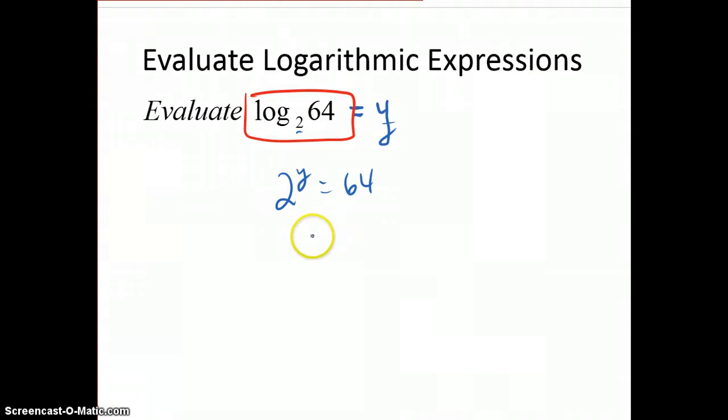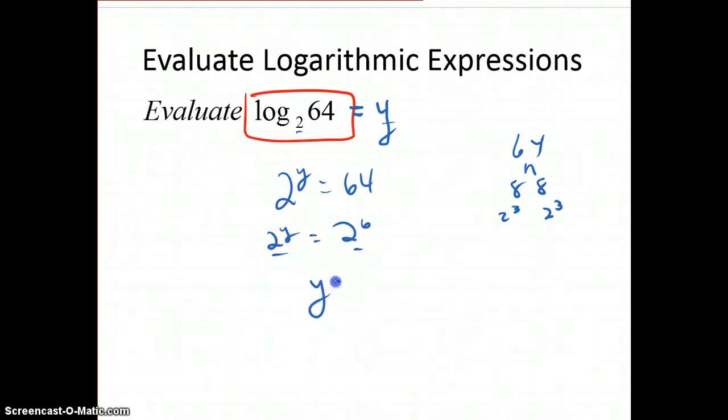And now we can solve it just like we did in section 1. So we can write 64 as 2 to the 6th. And now that our bases are the same, we can say y is equal to 6. And we can quickly plug that back in to make sure that it does in fact work. So our steps: we set it equal to y, we use that logarithmic property and say 2 to the y equals 64, and then we get like bases and solve.